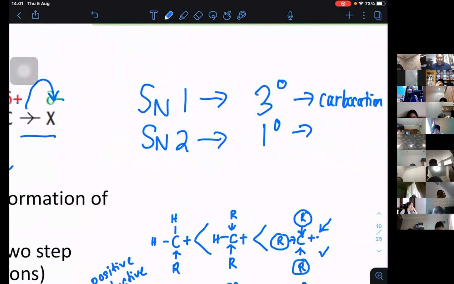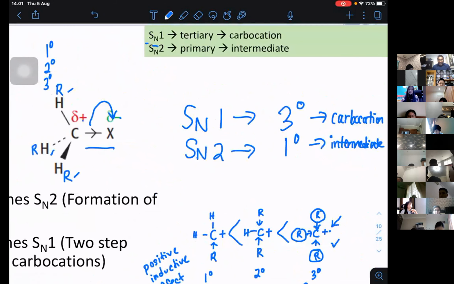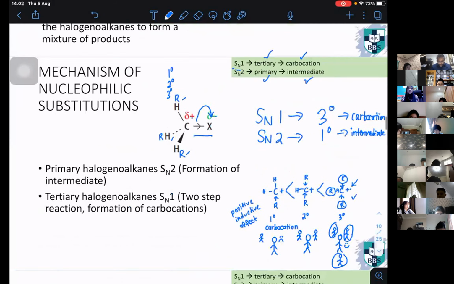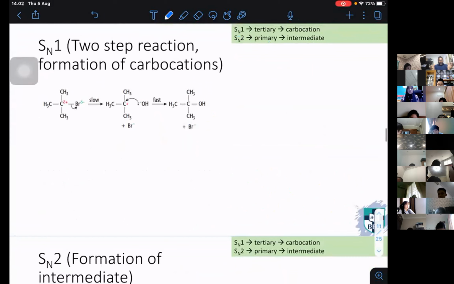Primary, can they form carbocation? No. They will form something we call an intermediate. So this one you need to remember. Sn1 is for tertiary, tertiary will form carbocation. Sn2 is for primary, they will form intermediate. So let's move on. For Sn1, let's look at the formation of this carbocation. How will it be formed?